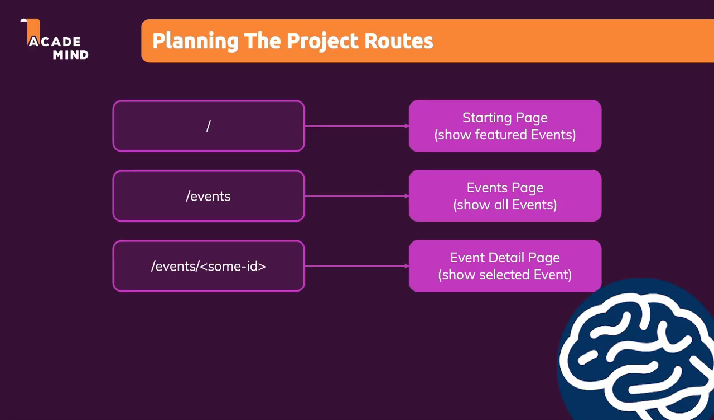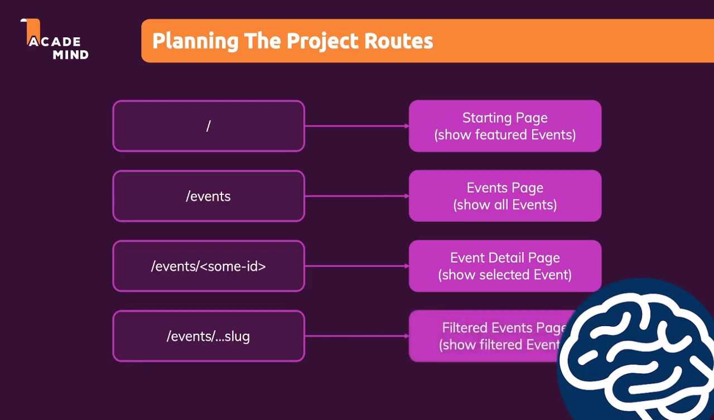And last but not least, I also want to add a feature where users can filter events by year and month, so that I can not just see all events or just the featured events, but that I can also search for all the events that take place in May 2021, let's say. And therefore we'll add another route, another page with such a dynamic slug segment, which will load the filtered events page, where we then show all the events matching our filter here.